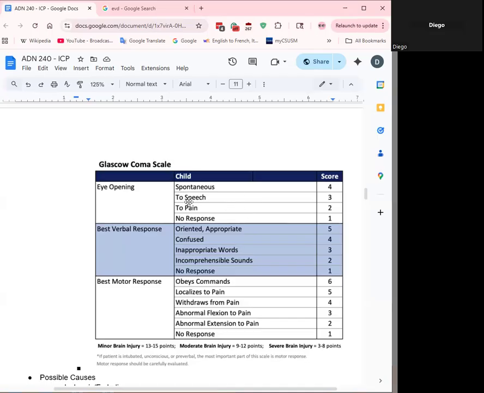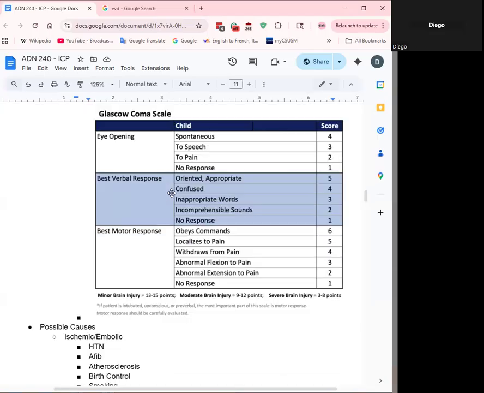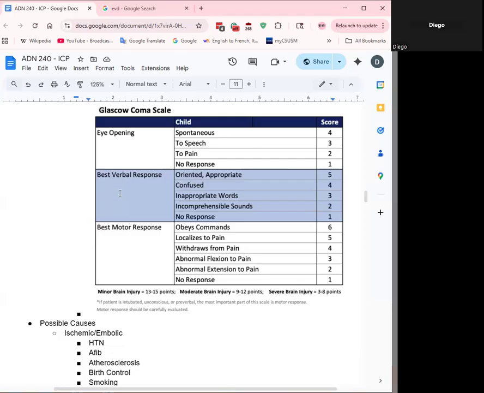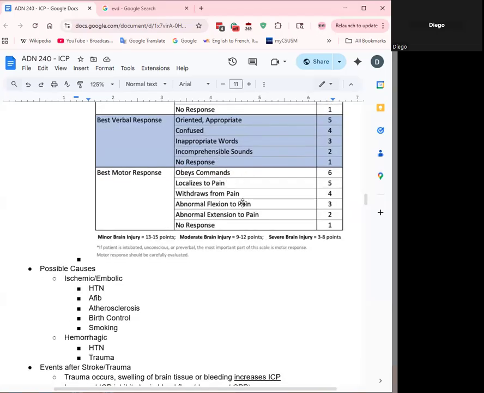And this one says child, but child and adult. The best verbal response, so when you talk to them, are they able to respond back to you? They're fully oriented, or are they confused? Are they making noises that aren't words? Are they kind of word salad? So they're saying words, but they're not making any sense. And then the next one would be obeying commands.